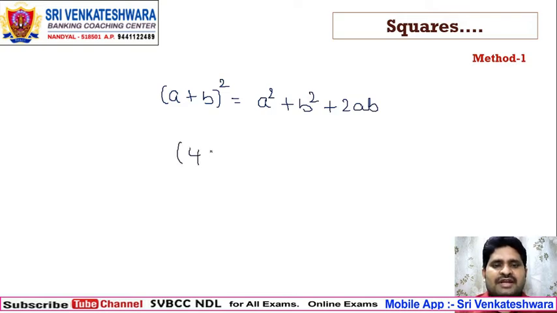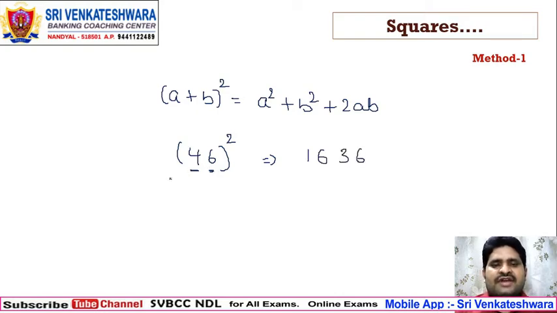For example, if you want to find 46 whole square, this is 4, this is 6. This one we'll consider as a, and this one as b. Now how do you do it? First write the square of the first number. 4 square is 16. Now write the square of the second number. 6 square is 36.